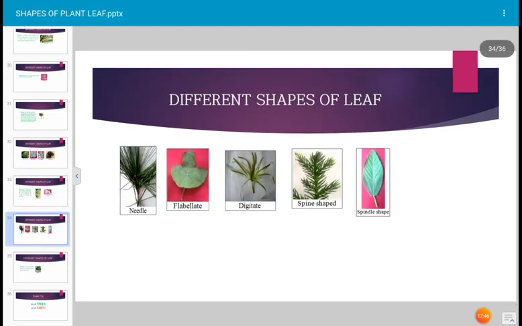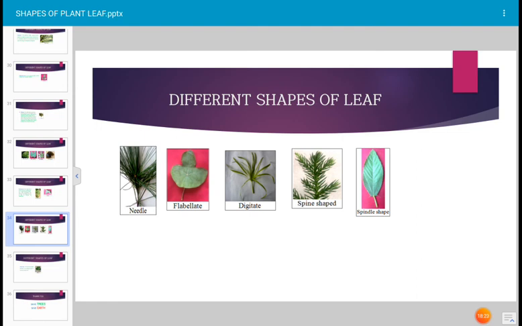Next, again these are different shapes of leaf. Needle shaped leaf, which occurs in pinus, in the first photograph. Flabellate leaf, with a broad lamina and a pointed or blunt apex, and the petiole is attached at the center of the leaf from the lower surface. Such a leaf is described as flabellate. One more shape, photograph number 3, digitate shape of leaf. The lamina is digitately divided into several lobes. Such shape is described as digitate.